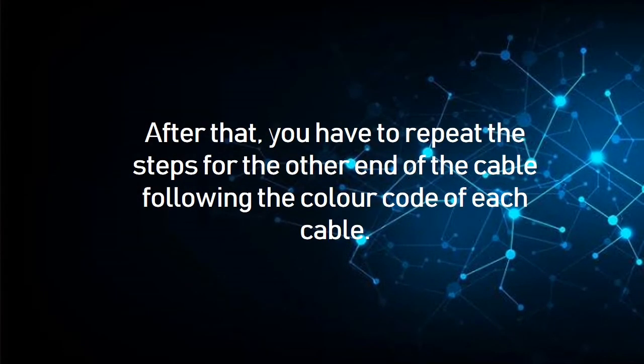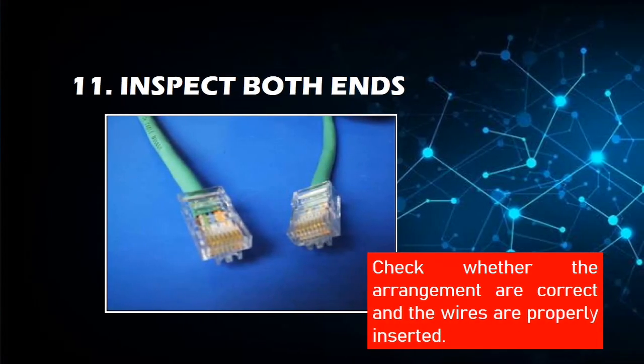Then after that, you have to repeat the steps for the other end of the cable, following the color codes of the two cables. Then lastly, you have to inspect both ends of the cable to check whether the arrangements are correct and the wires are properly inserted. So those are the steps and procedures of cable termination of straight-through and crossover cable.